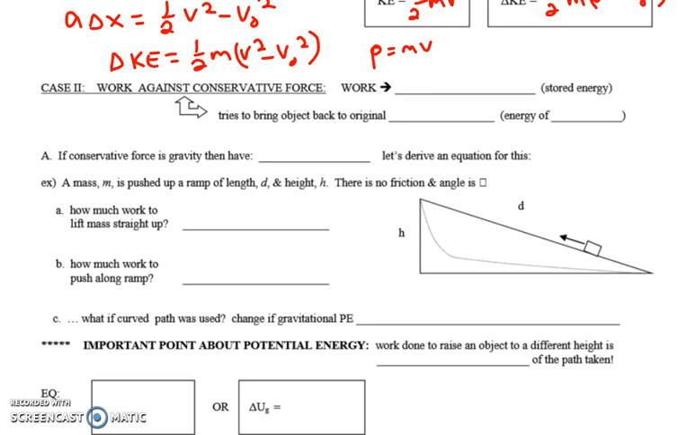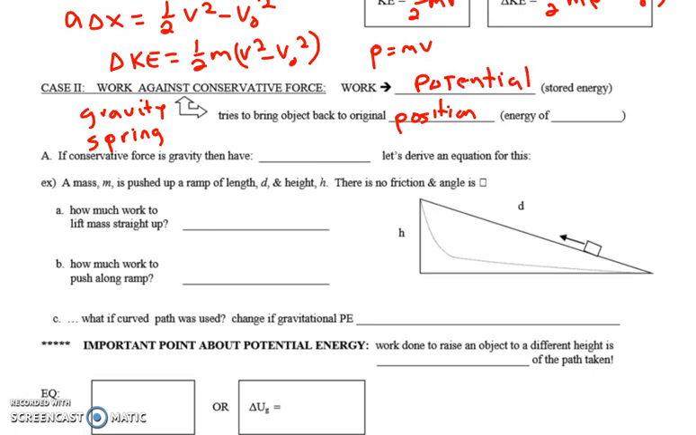All right, what if we do work against a conservative force? A conservative force tries to bring the object back to its original position. Examples of this are gravity, which we mentioned in class, trying to lift something above the ground. Gravity wants to bring it back down. And something we'll talk about later on in the next few days are springs. Springs, when you stretch certain things, try to bring them back. So there's an energy associated with them. That work goes towards potential energy.